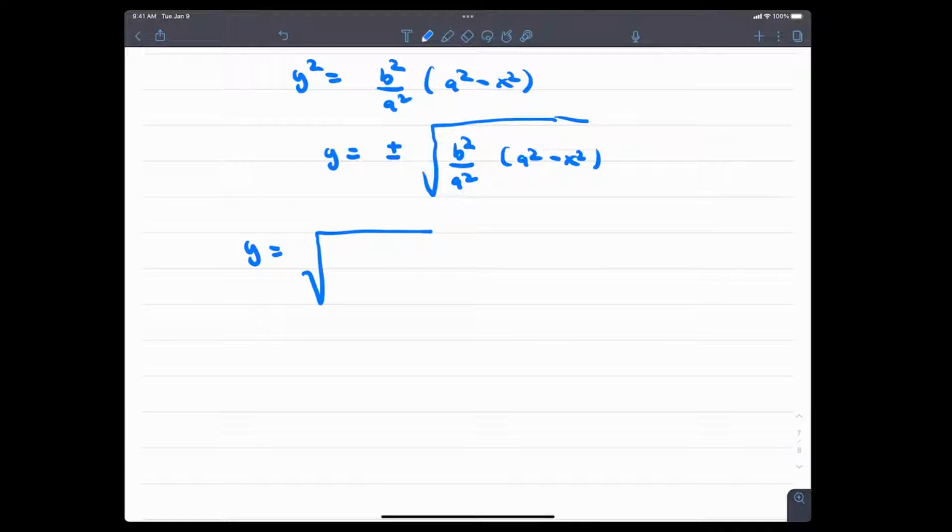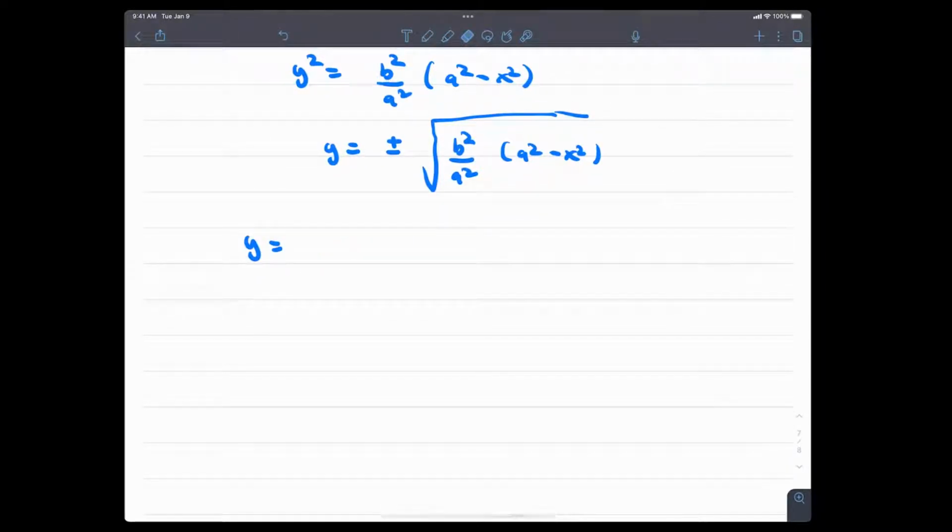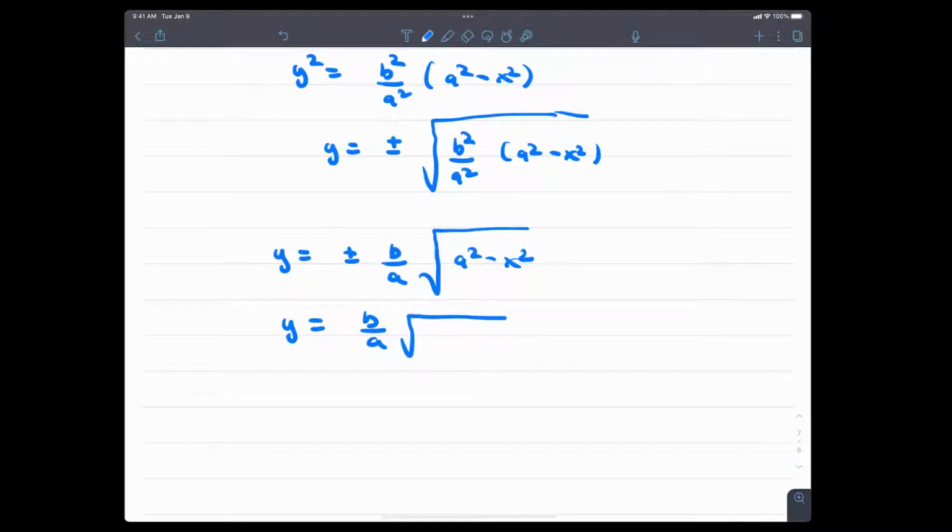Let's do this. Let's do some properties of exponents here. This would be the following. Y is plus or minus b over a square root a squared minus x squared. Okay, so it means two things. Positive, and what's the other one? Negative.